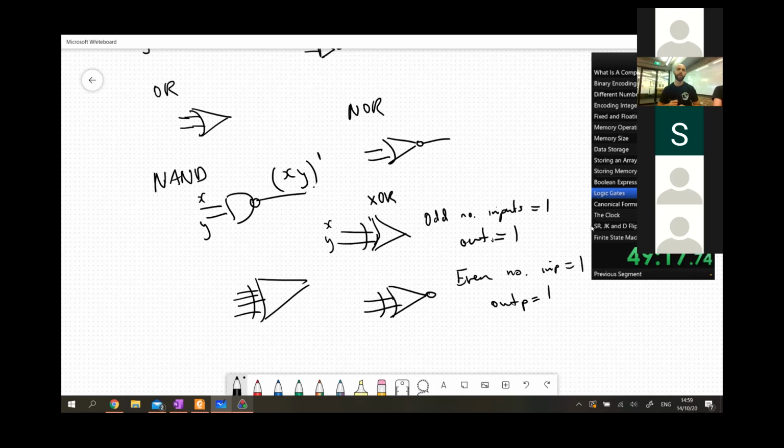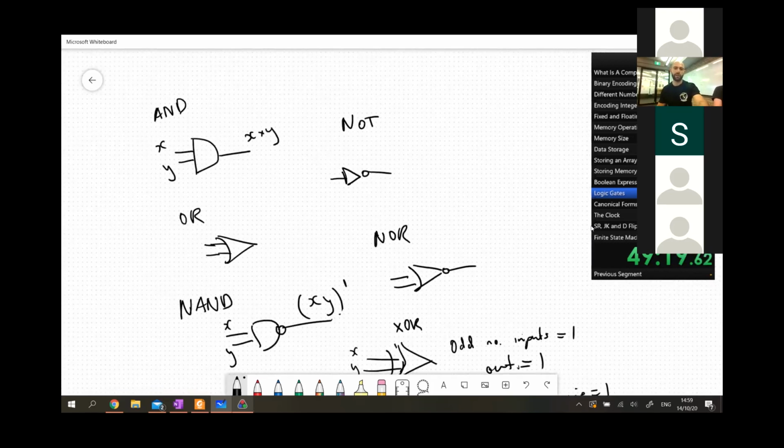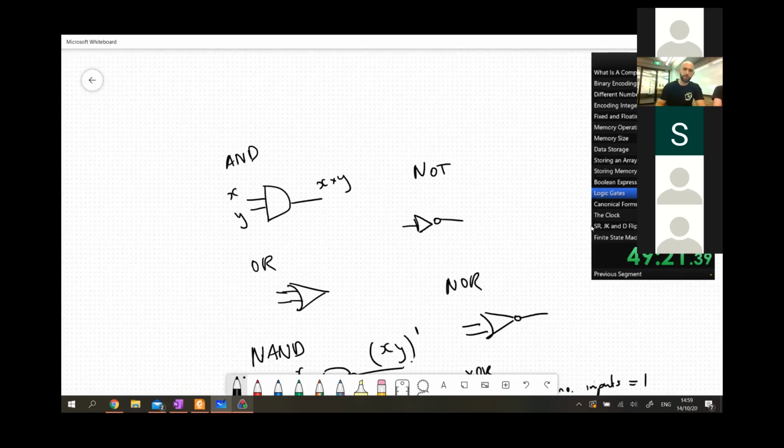All right. And all of these can be extended into multi-input versions. So you can have a 3-input AND, and it just means that X and Y and Z need to be equal to 1 for it to output 1, because the expression is just X, Y, Z, right? And you can just make these out of 2-input ANDs, because you can do this.